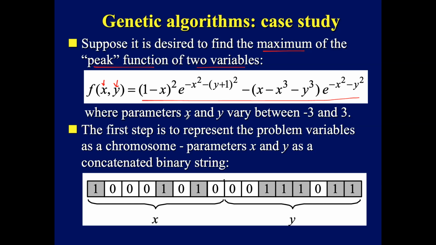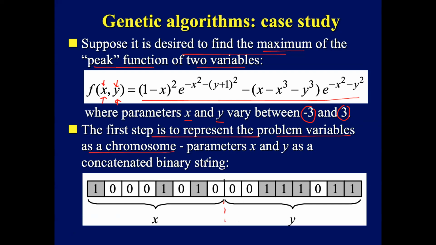Okay, so in this case, we are told that our variables or parameters x and y vary between -3 and +3. The problem is that we need to find a value for x and a value for y that is at the peak of this function. So as usual, the first step of the genetic algorithm is to figure out how to represent the problem variables as a chromosome. We must always figure out how to represent the problem variables as a chromosome. There are more details to how this was figured out, but we just try to demonstrate that here the representation will be a little bit different, okay?